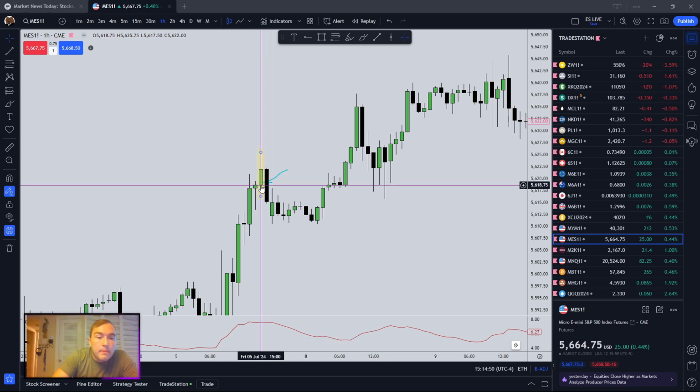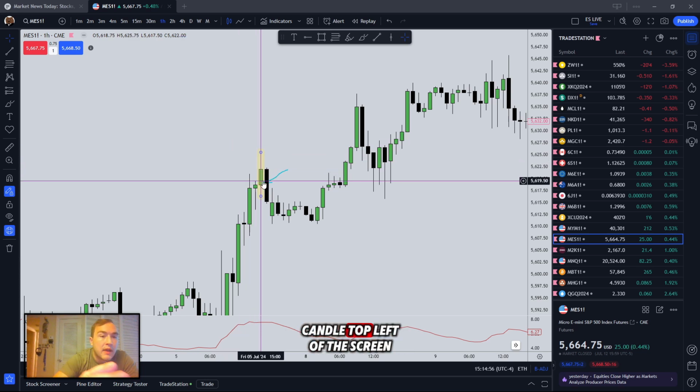5,618.75. Well, notice that because the market closed higher, if you look at this candle, top left of the screen, do you see where it says 5,622.00 or 5,622 evens, as they would say in trader lingo? Notice that 5,622 is higher than 5,618.75. What does that mean? That means for that hour in time, the S&P 500 futures closed, they ended that hour higher than when they started that hour.